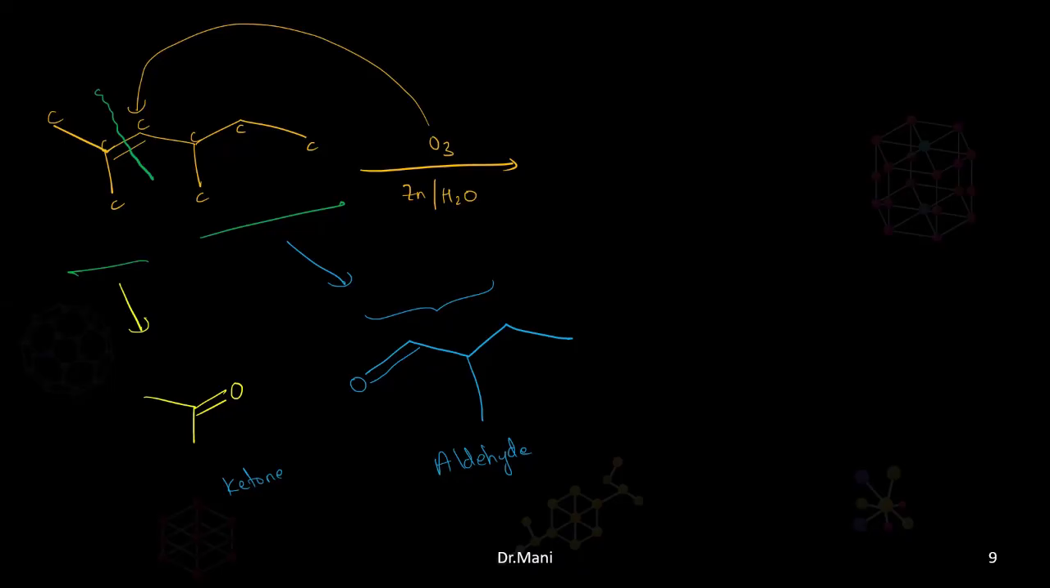So just remember, always the split will happen at the double bond. Wherever the double bond is there, the split will happen there. And that will result in formation of the carbonyl compounds. It can be the aldehydes and it can be the ketones. Is that clear? Yes, sir.